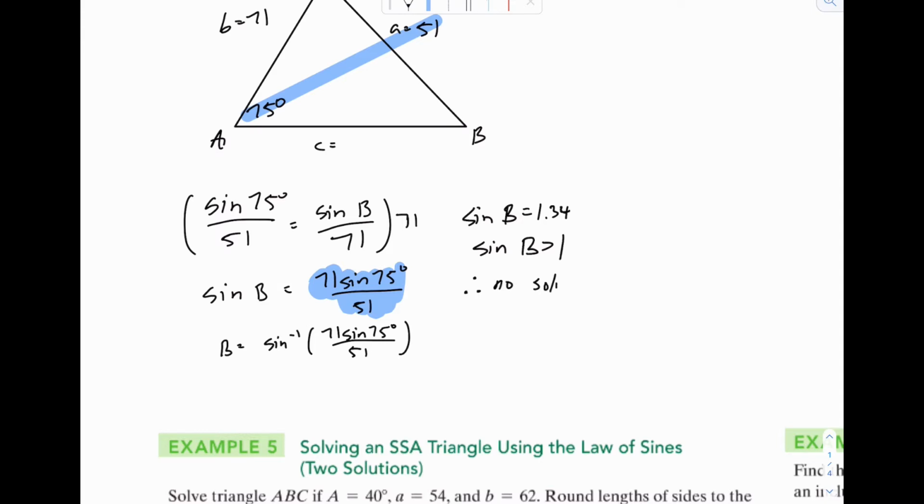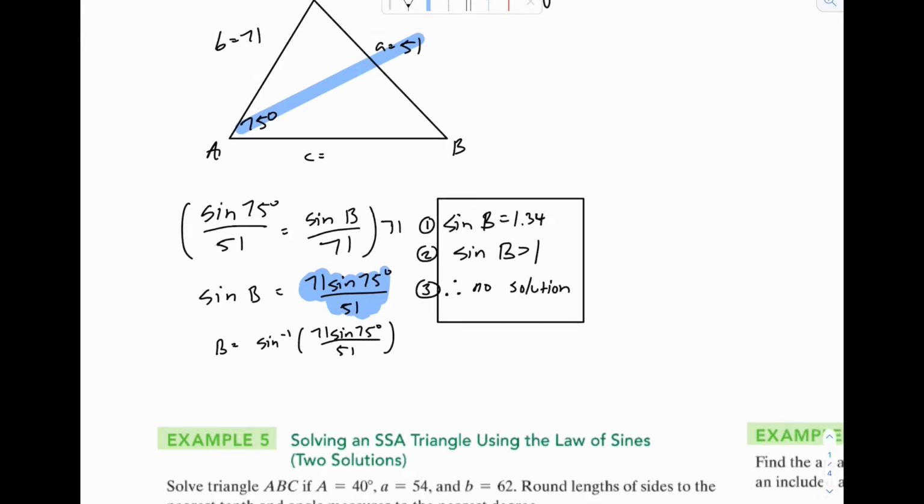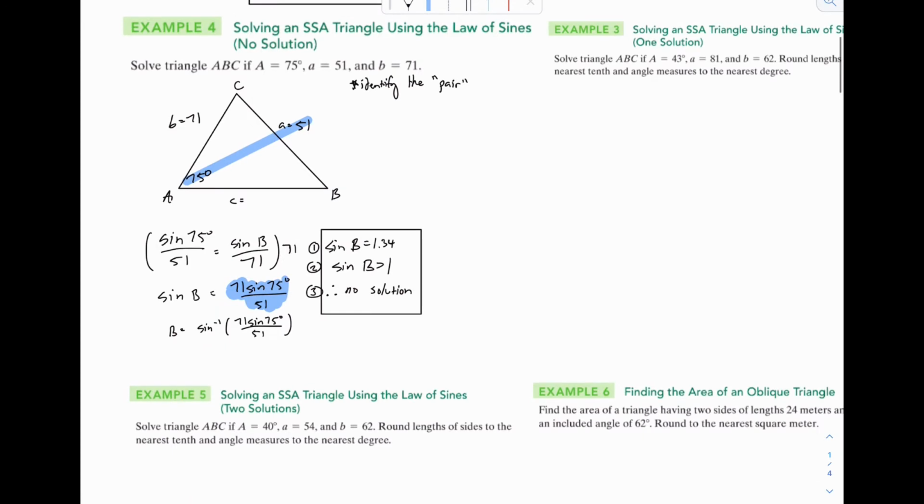So that's how you will formally answer a question like that that has no solution. You need to establish those three things. 1, 2, and 3. Now let's go to a little harder one.